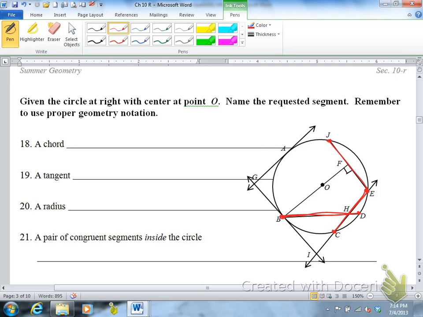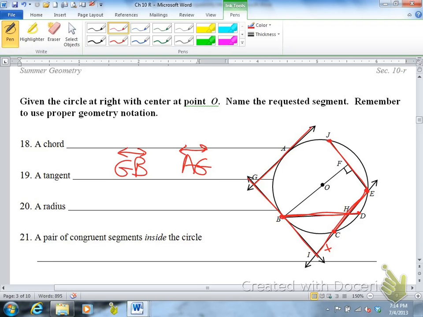Tangent line. Any of these, this line is an option. You got this line is an option. You got, oh no, not that line. You have to touch at exactly 1 point. So it looks like you have 2 options. You could say line GB. Make sure you use correct notation with a line on top of it with 2 arrows, or you could do AG with a line on top of it. Radius, we've talked about radii quite a bit, so hopefully you labeled that correctly.